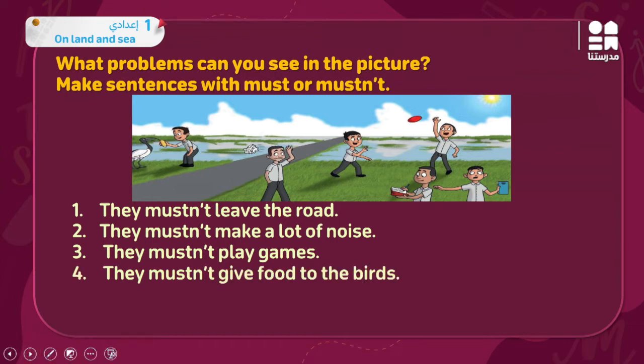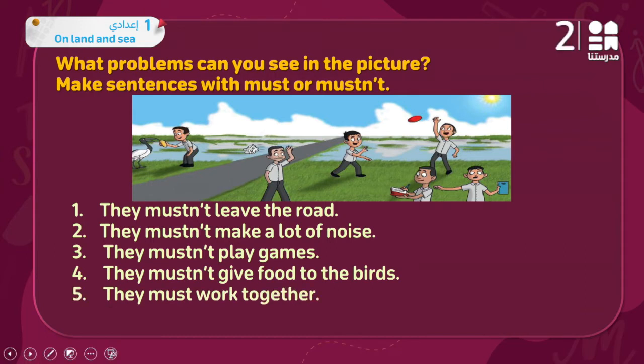They mustn't give food to the birds. Of course, you mustn't give food to the birds. ما ينفعش ندي food للبيردز especially في النيتشر ريزورت because you get them used to it, they can take the food from you and not search for their food. مش هيقدروا يبحثوا عن طعامهم بعد كده.